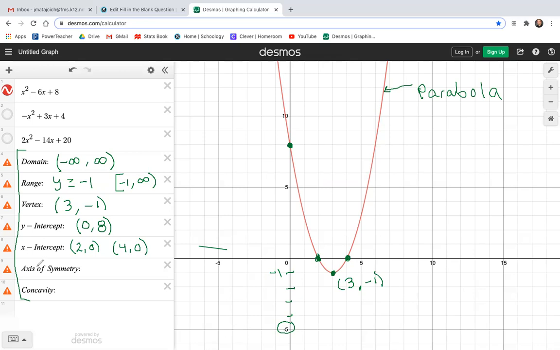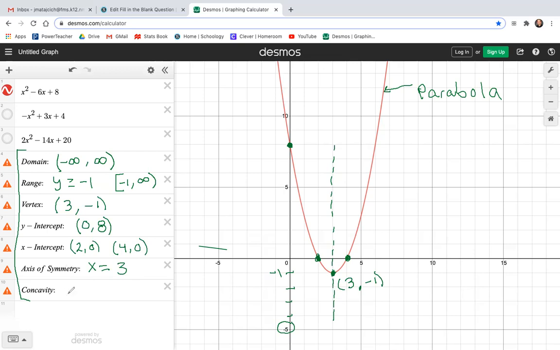The axis of symmetry, it's not a point, it's a line. If you were to fold your parabola, where would it be symmetrical? That's always going to pass through your vertex. If you draw a shaded line through there, it's really easy to see. Again, it's a line where x is always equal to 3, going straight up and down.